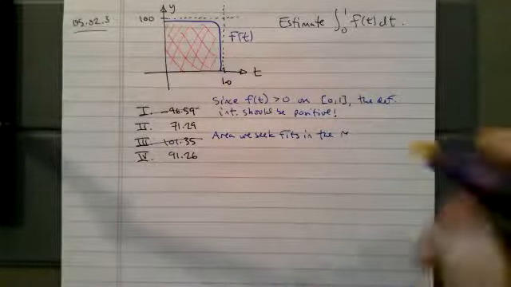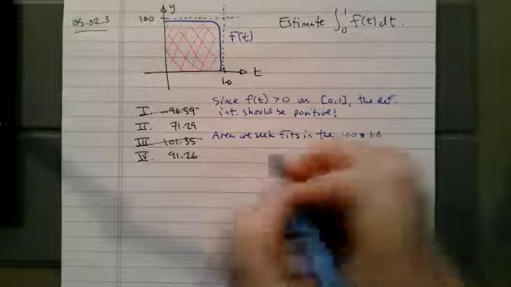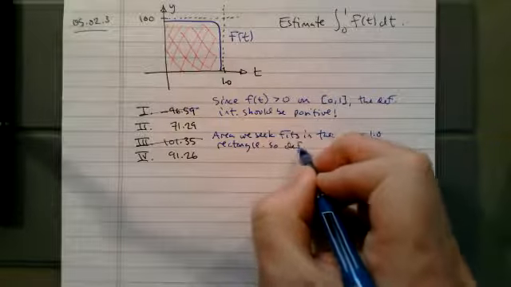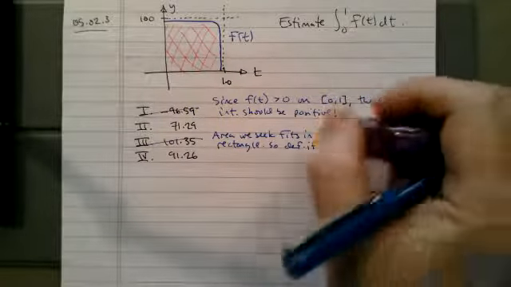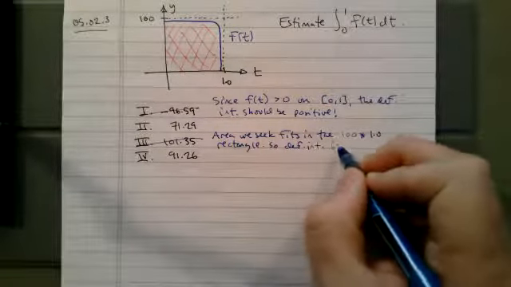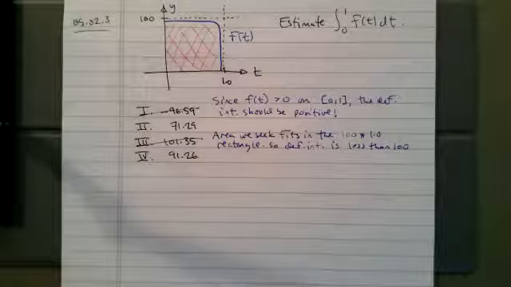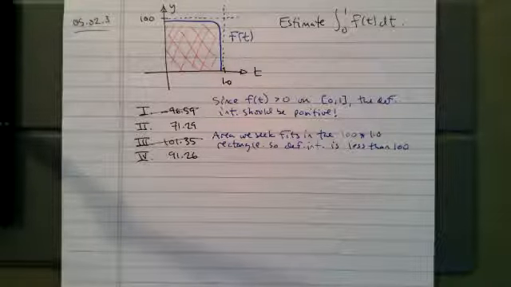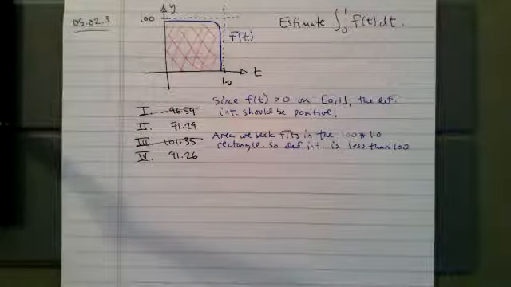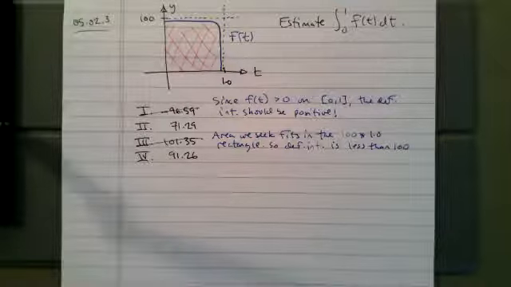So the area that we seek fits inside the 100 by 1 rectangle. So the definite integral from 0 to 1 is less than 100. So that rules out the 101.35. That's what makes that number different than the other 2 choices. So we're really deciding between 71.29 and 91.26.